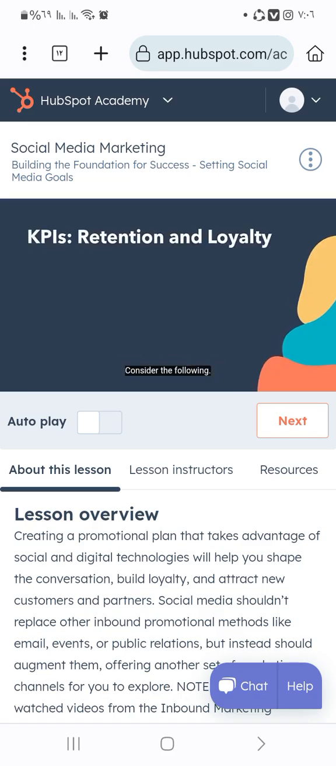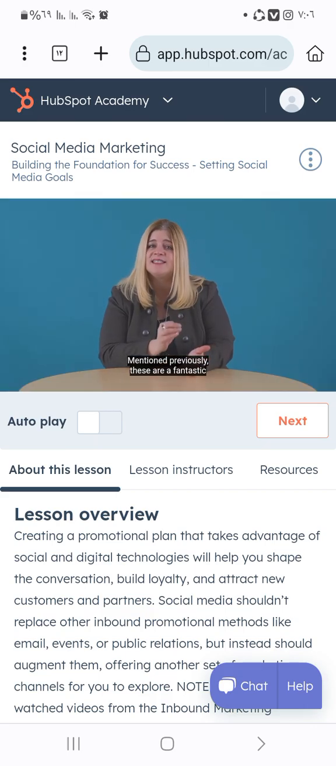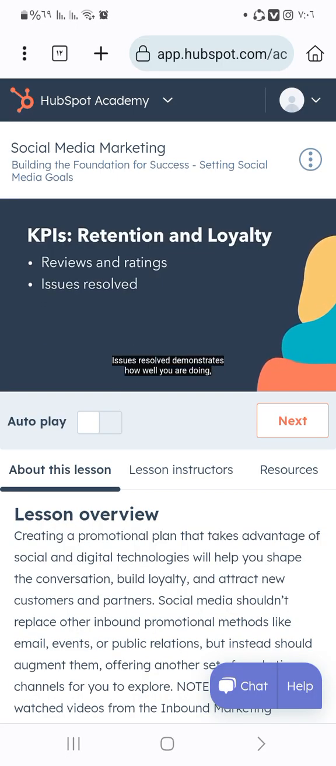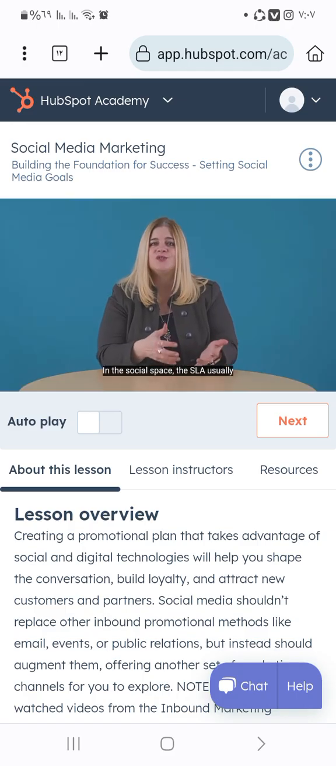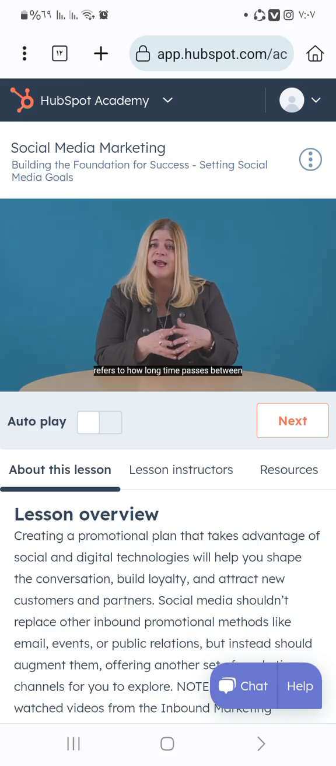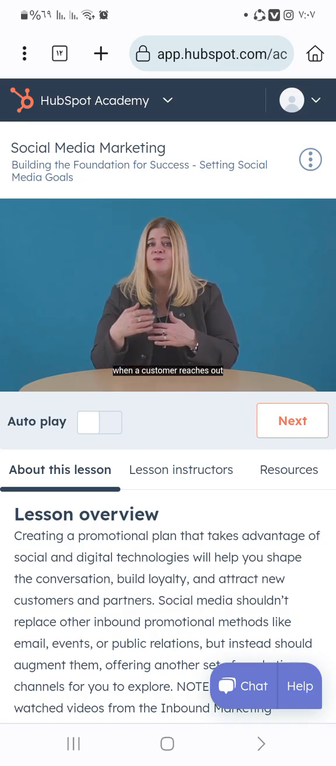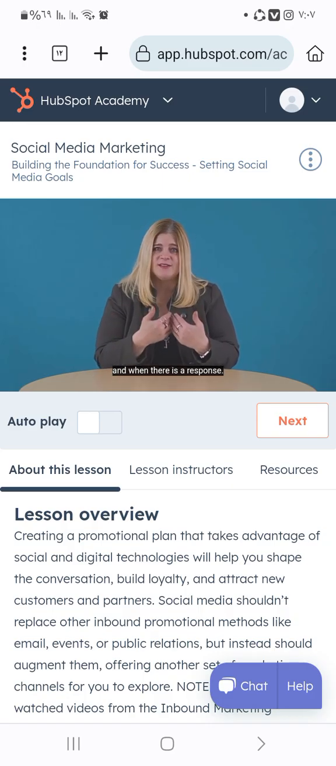aligned to reflect this. Consider the following: customer reviews and ratings. Mentioned previously, these are a fantastic measure of how your customers think about your brand and products. Issues resolved demonstrates how well you are doing or not doing taking care of your customers through social media. Another metric to consider in tandem is your SLA, or service level agreement. In the social space, the SLA usually refers to how long time passes between when a customer reaches out and when there is a response.